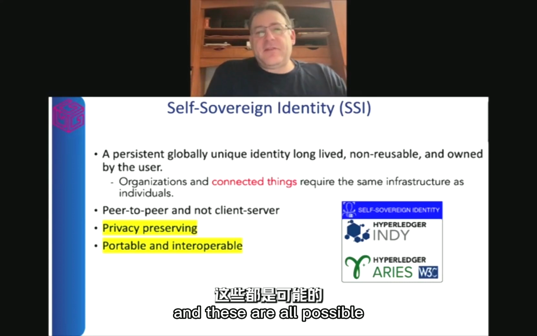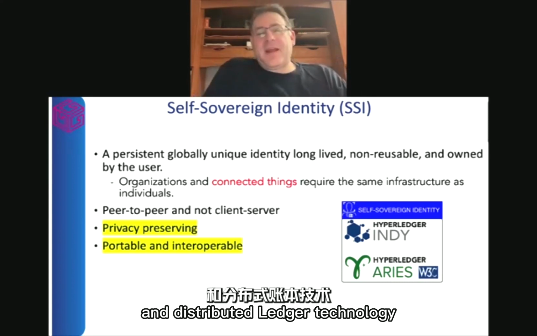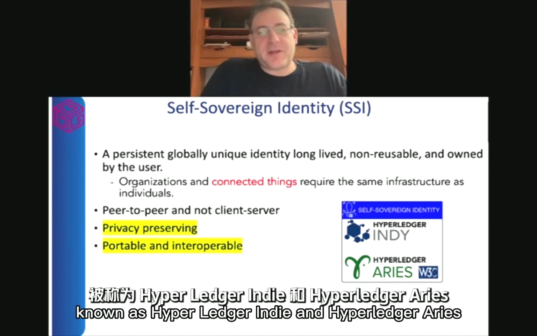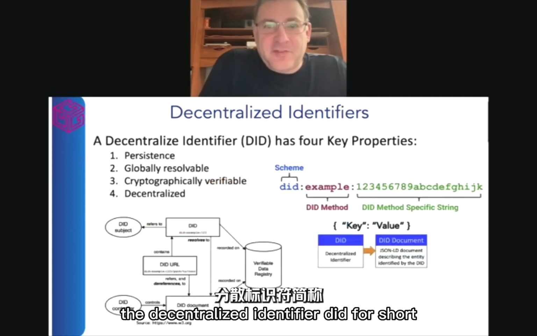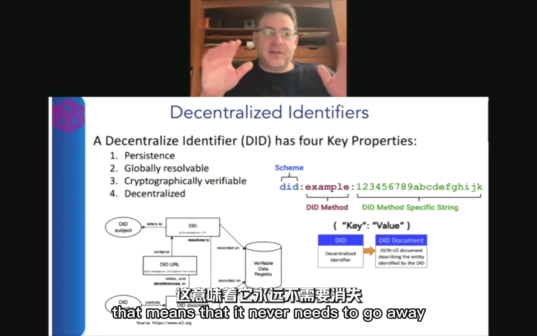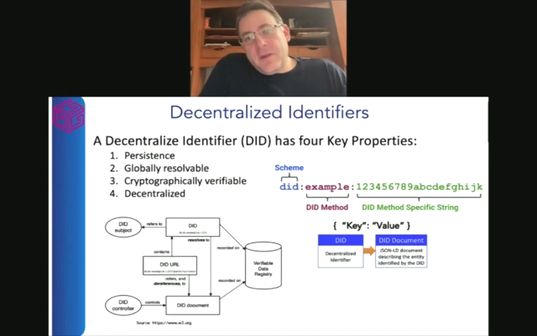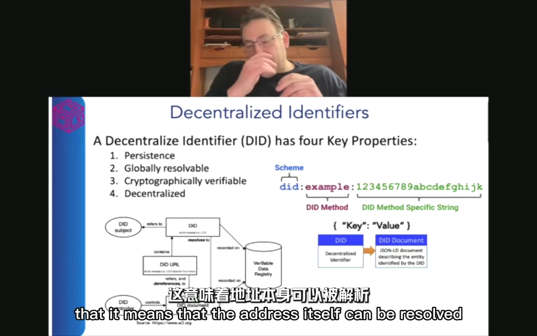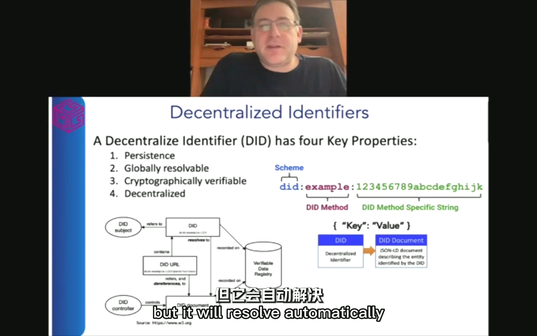And these are all possible by leveraging the blockchain and distributed ledger technology known as Hyperledger Indy and Hyperledger Aries, amongst others. The decentralized identifier, DID for short, has 4 important properties. It's persistent. That means that it never needs to go away. It will exist forever. 2, it's globally resolvable. That means that the address itself can be resolved. It might need some help, but it will resolve automatically.